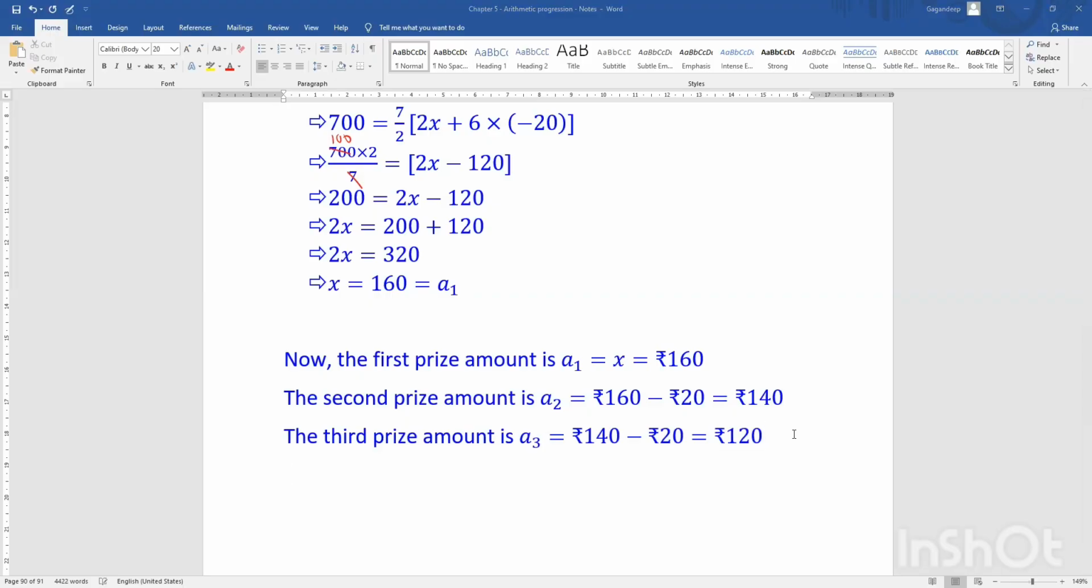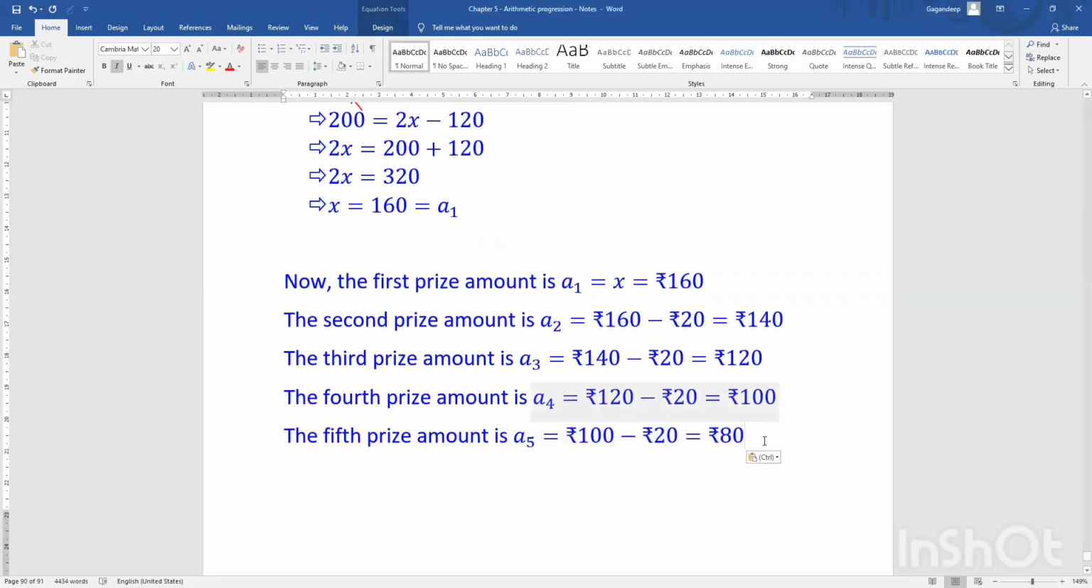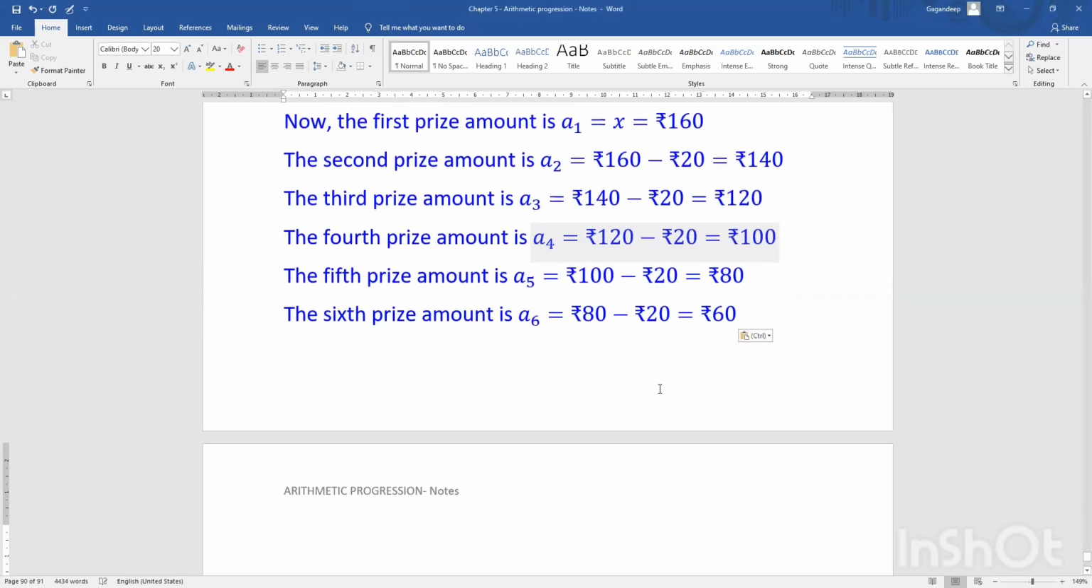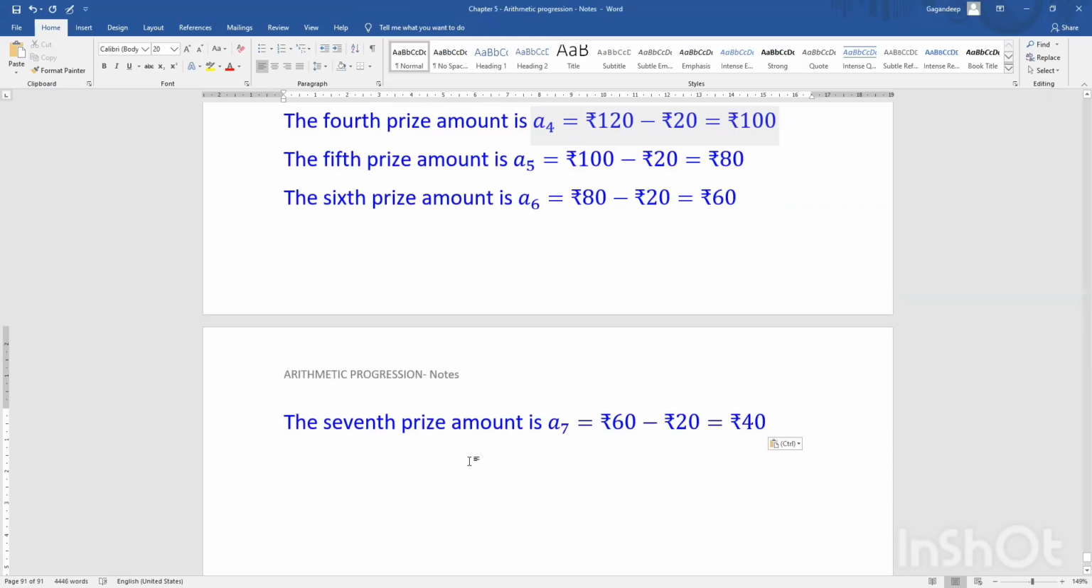Then we have the fourth prize amount, which is nothing but 120 minus 20, which is 100. And then the fifth prize amount is a5, which is 100 minus 20, which is 80. The sixth prize is a6, which is 80 minus 20, which is 60. And the last prize, the seventh prize, a7, which is 60 minus 20, is equal to 40.